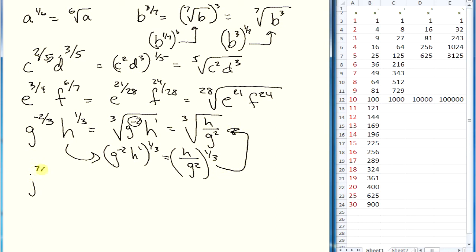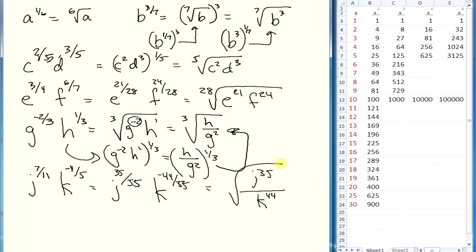J to the 7/11, and you have K raised to the negative 4/5. I would definitely have a common denominator first, in this case 55, and let's see, that would be 35/55, and K would then be, let's say, negative 44/55. Just remember that the K is going to be in the denominator, so I'm going to draw that right away. The K would move down here, say to the 44th. J would stay up to the 35th, and then that would all be the 55th root of that particular problem.